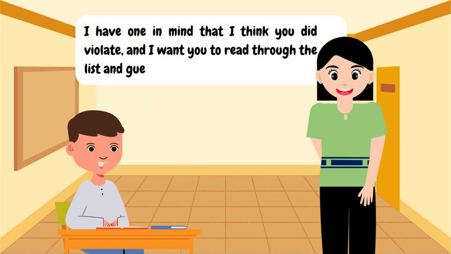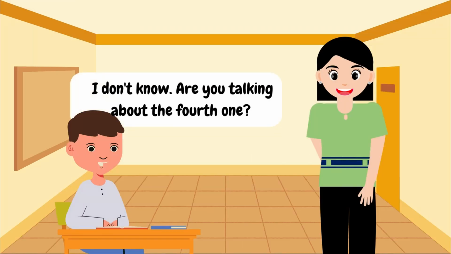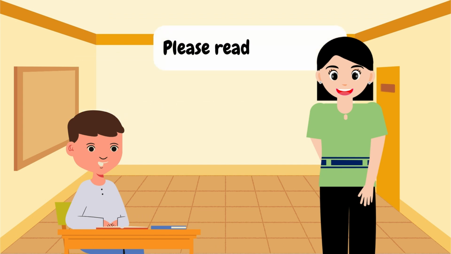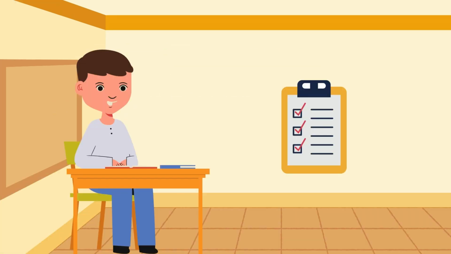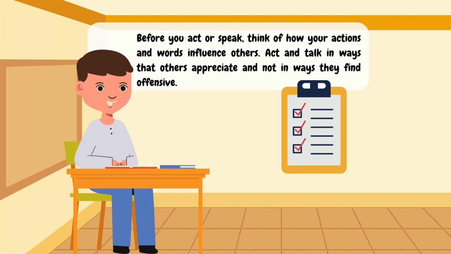I have one in mind that I think you did violate, and I want you to read through the list and guess which one I have in mind. Dick begins to read the list of standards displayed on the wall. I don't know. Are you talking about the fourth one? Please read it aloud. Dick reads, "Before you act or speak, think of how your actions and words influence others. Act and talk in ways that others appreciate and not in ways they find offensive."